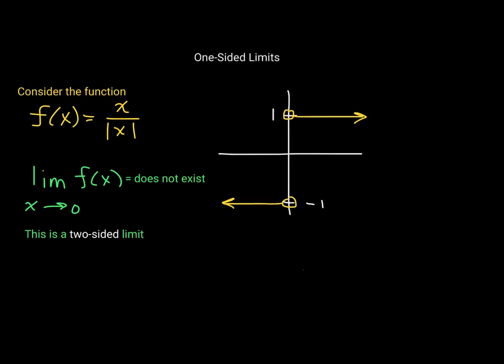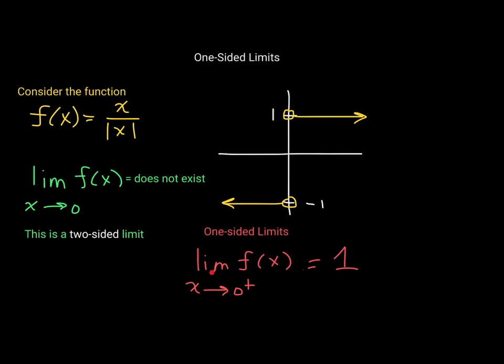So although the two-sided limit does not exist for this function, what does exist is a one-sided limit. That is to say, as x approaches 0 from the right, your function values are approaching 1. That's a one-sided limit, or a right-hand limit, or a limit from the right. The limit as x approaches 0 from the left is a left-hand limit, or a limit from the left, and it is -1. This is how we write it.